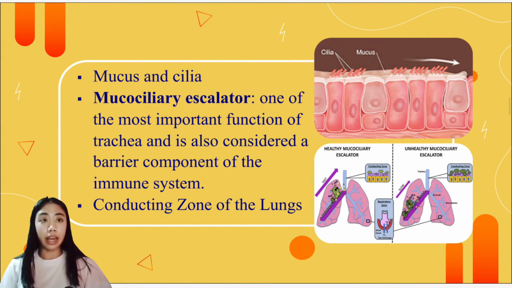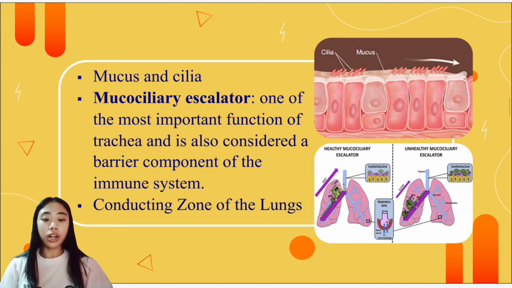Mucus and cilia form the mucociliary escalator, which lines the cells of the trachea with mucus to trap inhaled foreign particles. The cilia then waft upward toward the larynx and the pharynx, where it can be either swallowed into the stomach or expelled as phlegm.